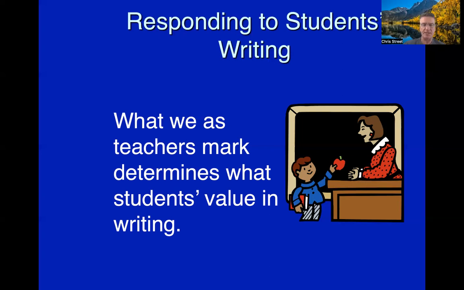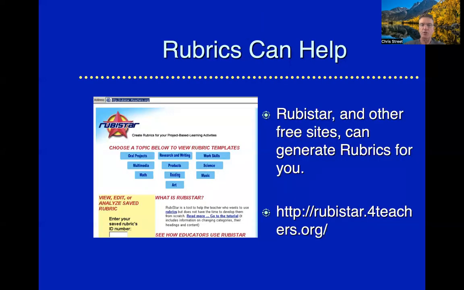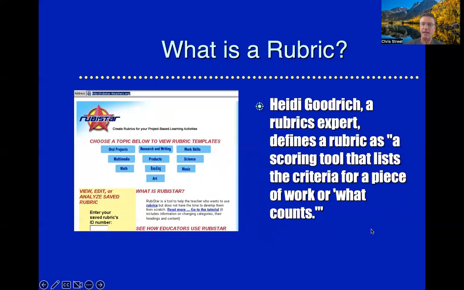Hugely important, because our kids' identities are going to be largely determined by how we teach writing, how we talk to them about writing, and what we write on their papers. So rubrics can help. If you are interested in developing your own rubrics, Rubistar is just one of many sites you can get to for free and develop rubrics that will help you assess your students' writing.